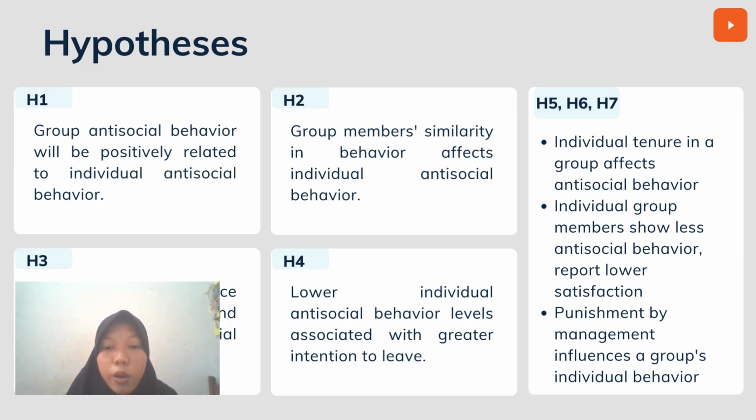Fourth, lower individual antisocial behavior levels associate with greater intention to leave. Fifth, individual tenure in a group affects antisocial behavior. Sixth, individual group members who show less antisocial behavior report lower satisfaction. Seventh, punishment by management influences a group's individual behavior.